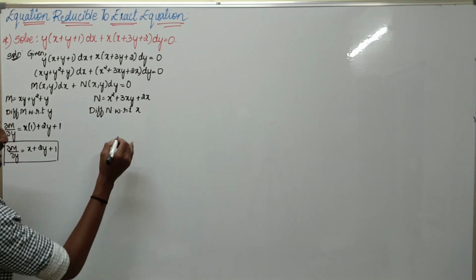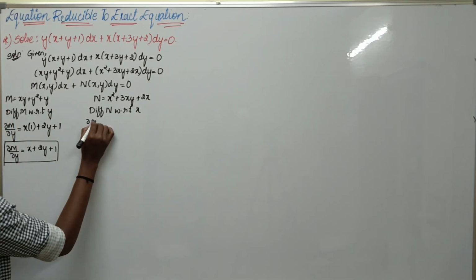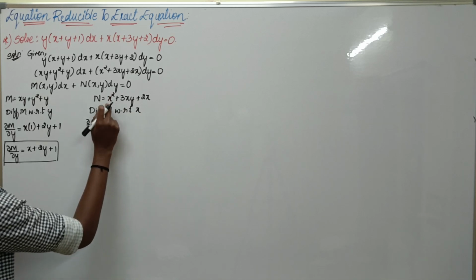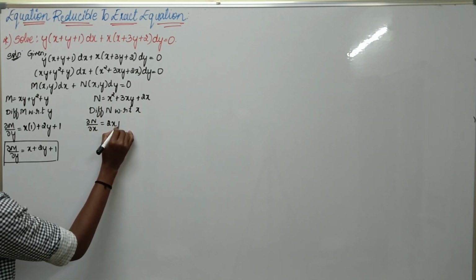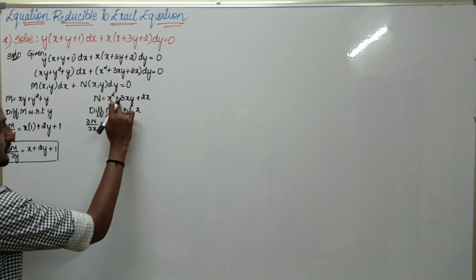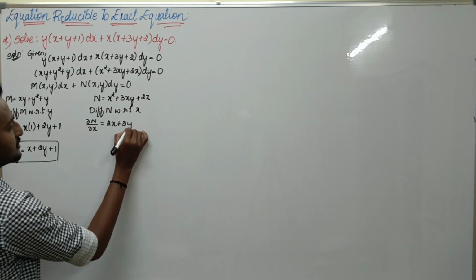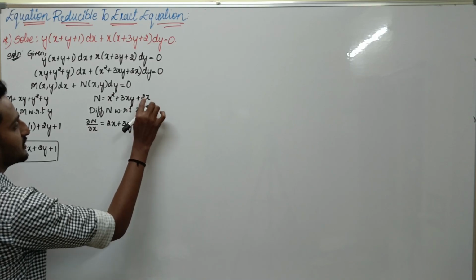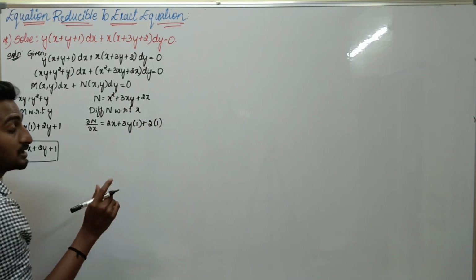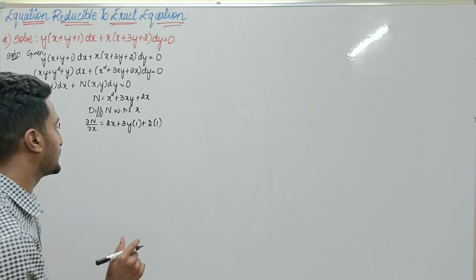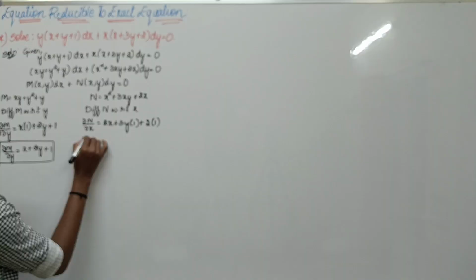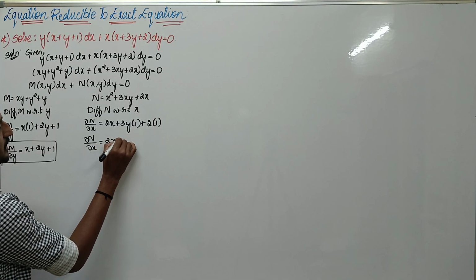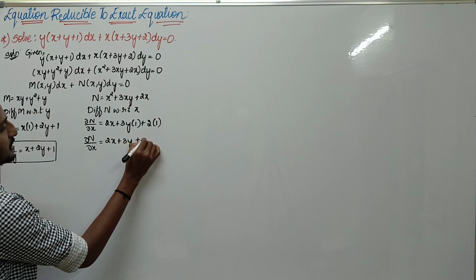Similarly, let us differentiate N with respect to x, that is dou N by dou x. Differentiation of x square is 2x. Plus, since we have the x term, 3y remains constant and differentiation of x is 1. Plus 2 remains constant, differentiation of x is 1. Differentiate always term by term. So dou N by dou x is equal to 2x plus 3y plus 2.